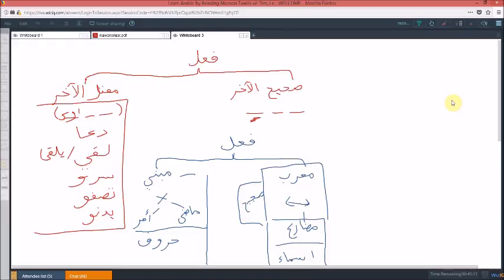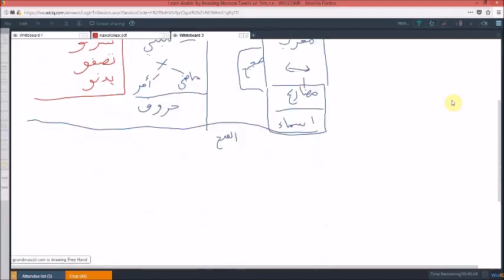Then we learned the types of bina, the types of something being mabni. We say it's mabni ala al-fath, al-kasr, ad-damm, or as-sukun. That's how it's mabni. When something is mu'rab, we say it is marfu', mansub, majroor, and majzoom.